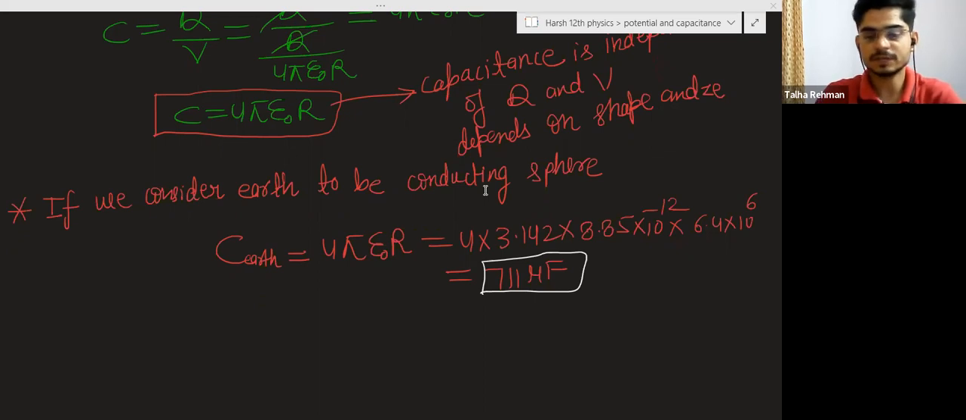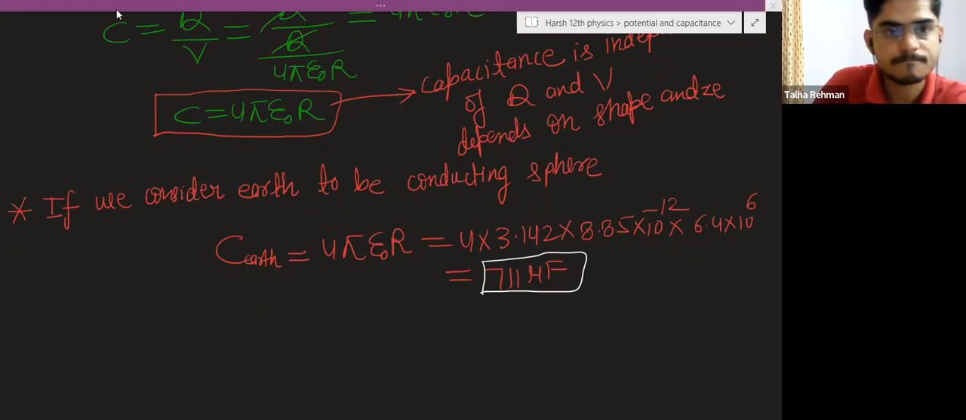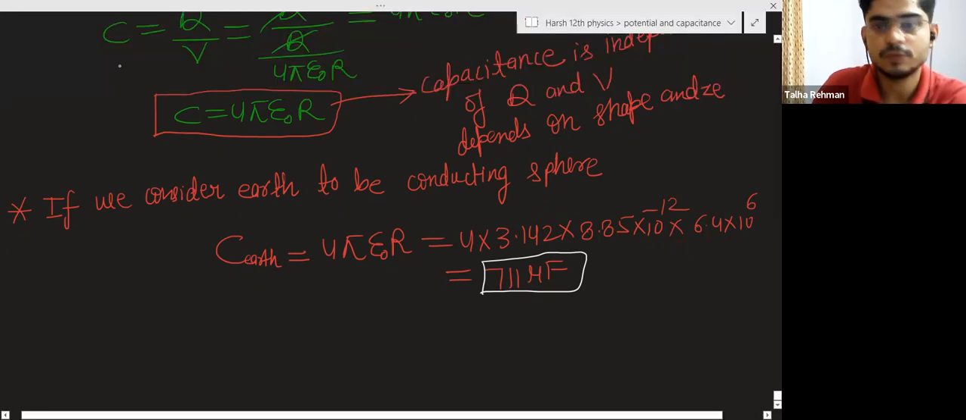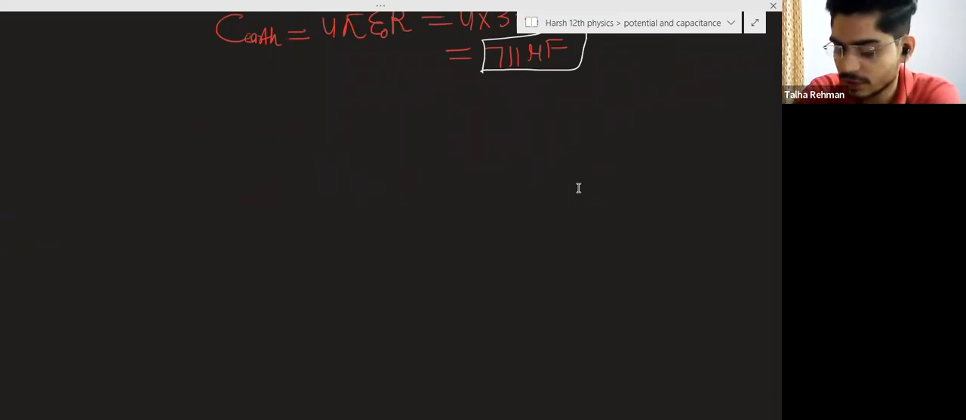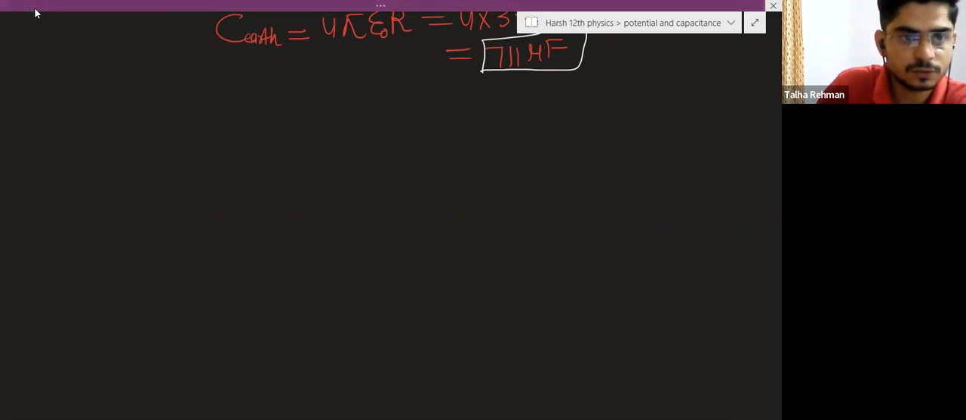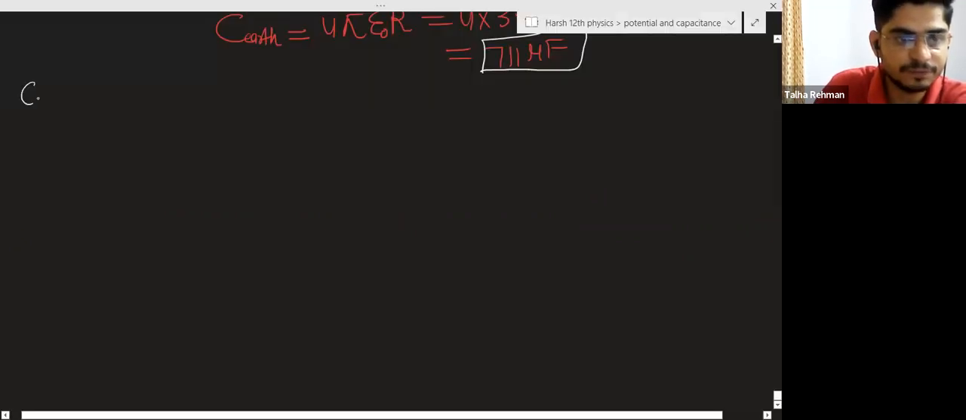Capacitor. So the use of a capacitor is to store a large amount of charge. Why do we require the capacitor? Because if you want to store a large amount of charge, then you require some device, and these kinds of devices store a large amount of charge. So this is the reason why capacitors are made.